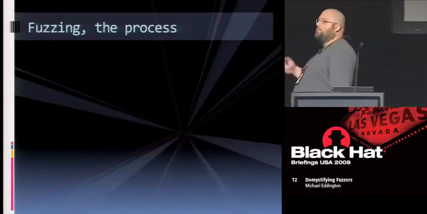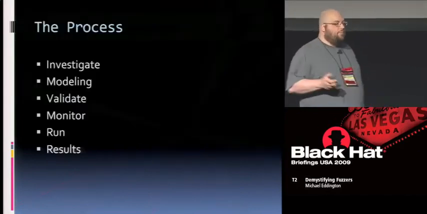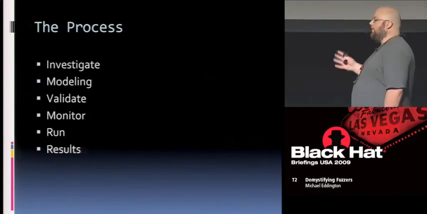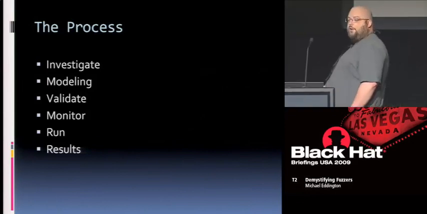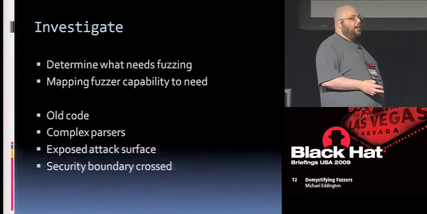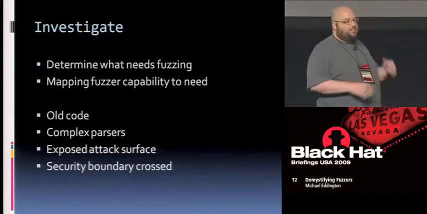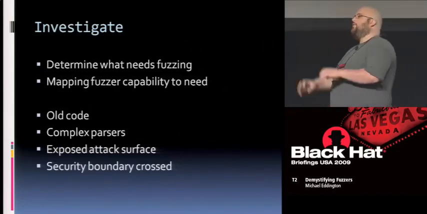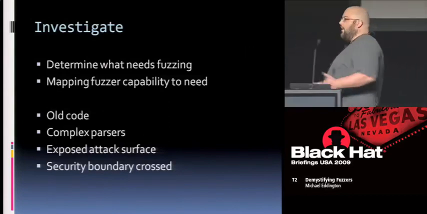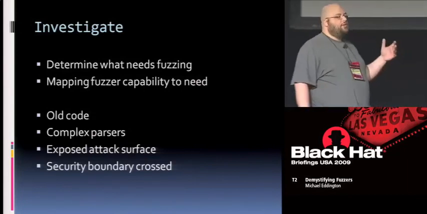Okay, so now we're going to talk about the fuzzing process, and at each step I'm going to pull out features of the fuzzer. The process is hopefully fairly obvious: investigate, modeling, validate, monitor, run results. First up is the investigation portion. I find a lot of times people skip this and jump right into dev and then get a little lost, so I like to do at least a little bit of investigation. Obviously, we're not writing the Apollo moon landing software or production software, so we can be a little loose on things, but it's good to at least start and select our targets.